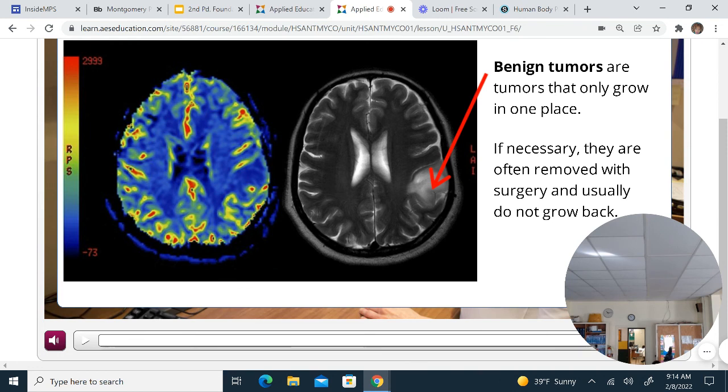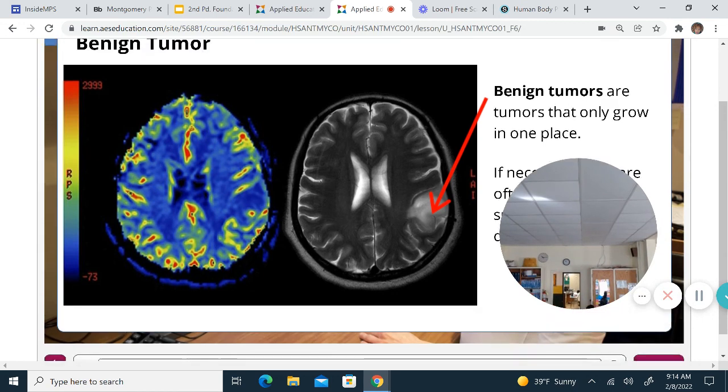More serious is spread. Benign, I mean, if it's pressing, so it's like in your brain and it's pressing on something, that's the only way they're gonna remove it. I mean, if they can remove it, and if it's affecting something for benign, like here, it's pressing on something in the brain, so they'll remove it.